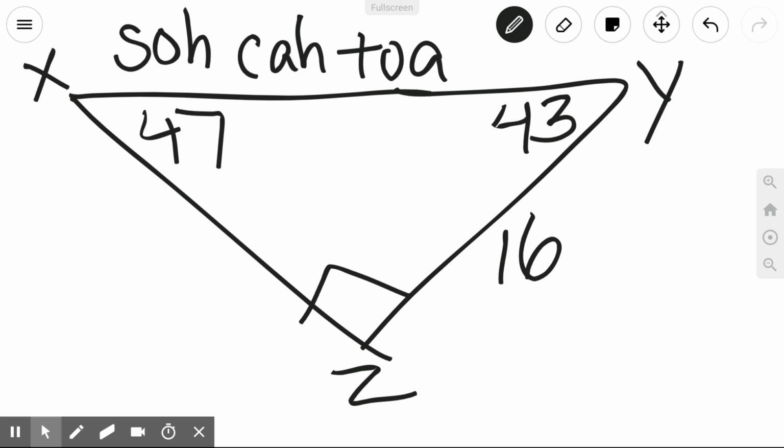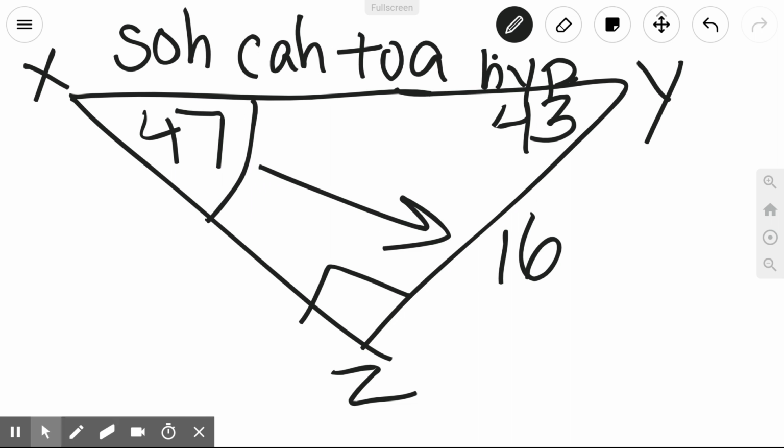Everything's ready to go. So for this angle here, I have the opposite. I do not have the hypotenuse up here, and I do not have this one, which would be the adjacent. Because opposite's over here, hypotenuse is across from the right angle. So opposite, okay, opposite. I've got two choices. Well, I'm going to do sine.